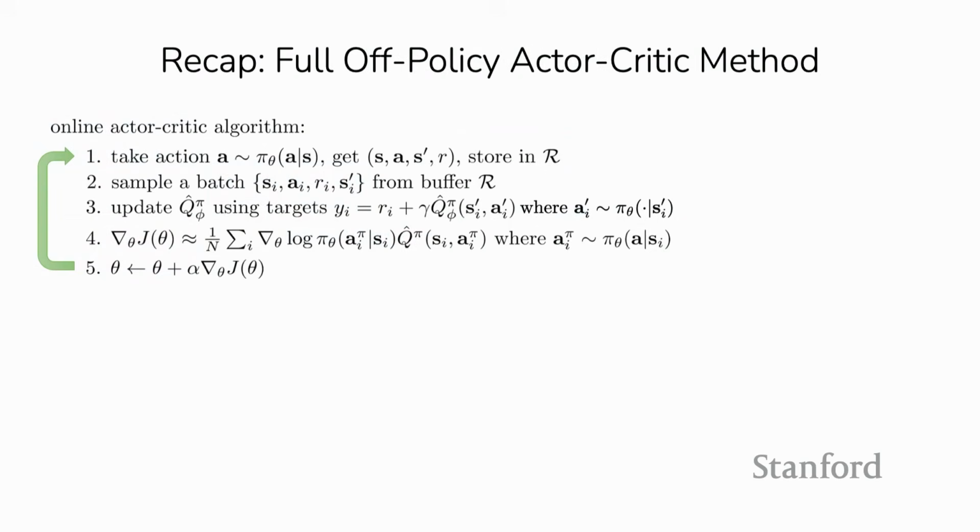The full off-policy actor-critic method looked something like this, where we took data from our policy, stored that in a buffer that had data from a number of past policies, sampled some data from that buffer, updated our Q function with these targets, and then updated our policy to encourage it to increase the likelihood on actions that had a high Q value. And then we can repeat that process.